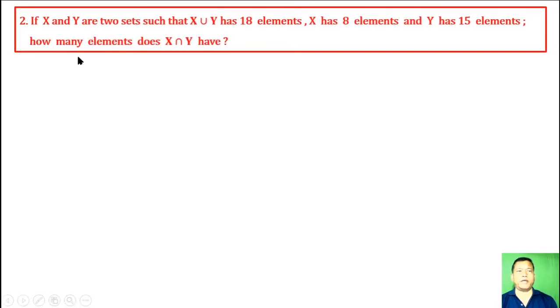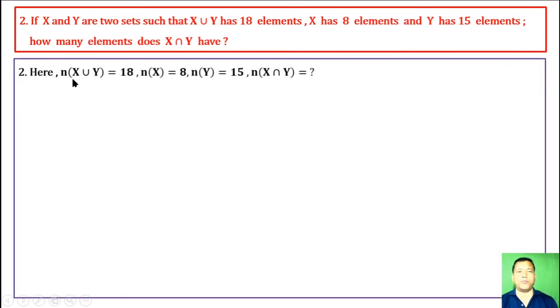Question 2. If x and y are two sets such that x union y has 18 elements, x has 8 elements and y has 15 elements, how many elements does x intersection y have? Here n of x union y is 18, n of x is 8, n of y is 15, n of x intersection y is what? How many elements does x intersection y have?